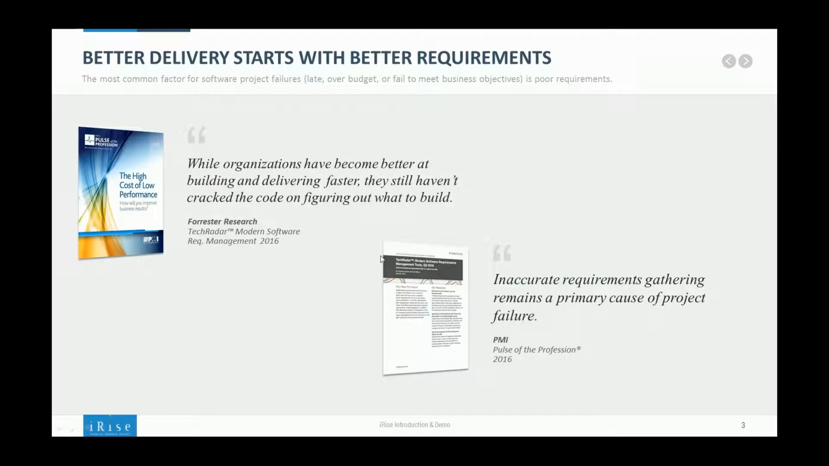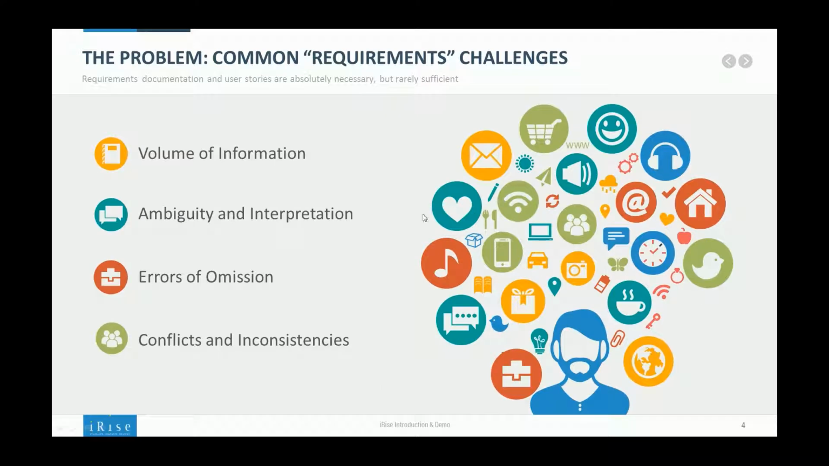The fact is that it all starts and ends with the quality of your requirements and designs. As Forrester put it, companies have become better at building and delivering faster, but they still haven't cracked the code on figuring out what it is they need to build. And that is because the common requirements challenges still exist. You've got the sheer volume of information that you need to gather for today's complex applications, which is challenging to say the least. You've got the inevitable ambiguity that comes from interpreting text. You've got errors of omission, not knowing what you don't know.